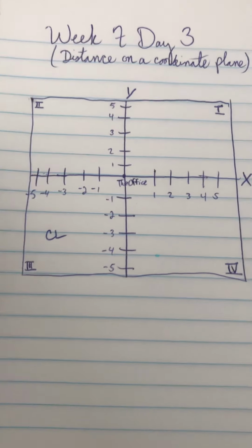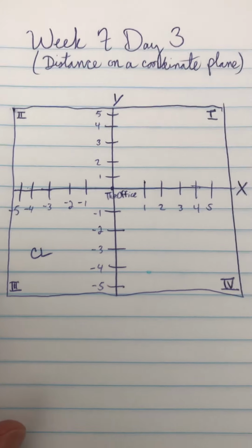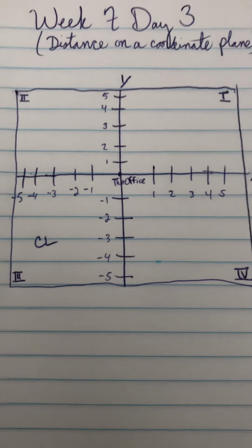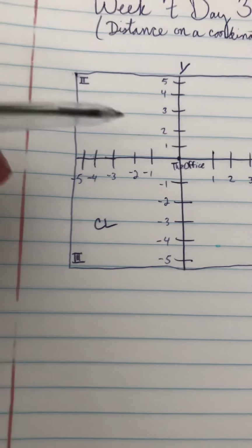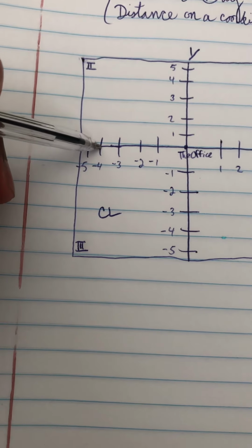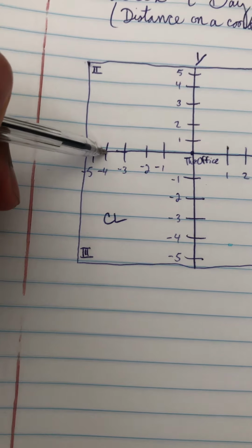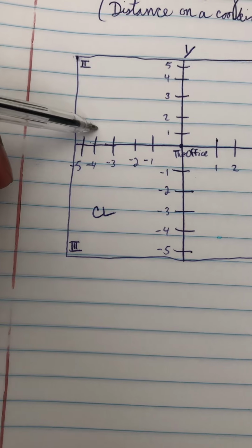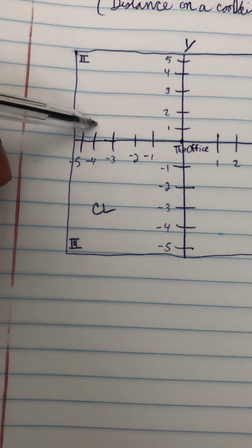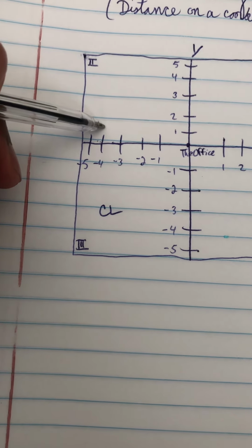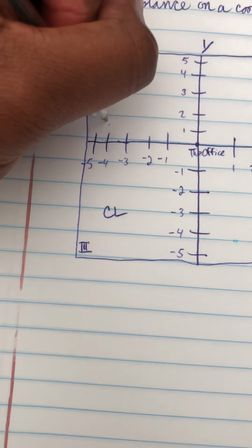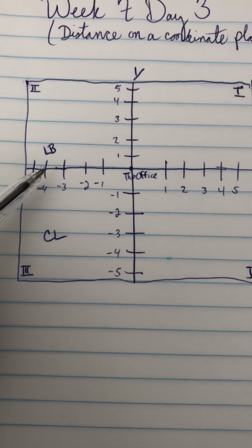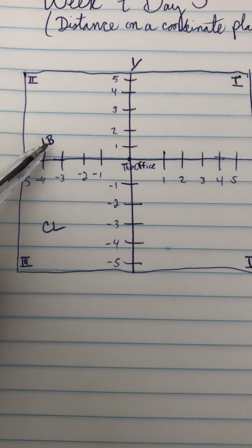The library, it has the same coordinate as the computer lab and a y coordinate of 1. So it has the same x, which is -4, and then a y coordinate of 1. So that means this is going to be where the library is. So we'll say LB for library because it has the same x and then a y of 1.